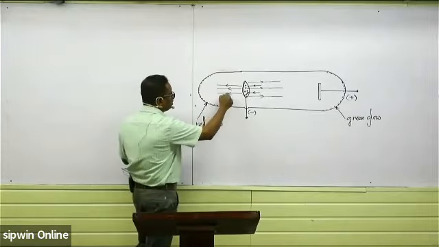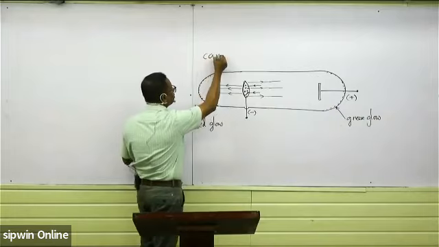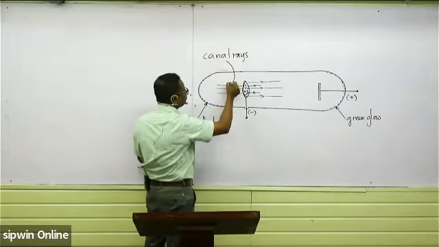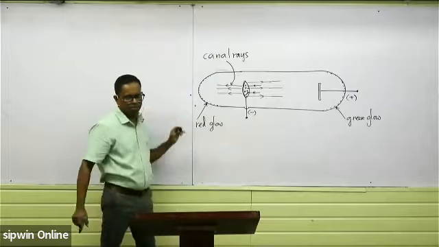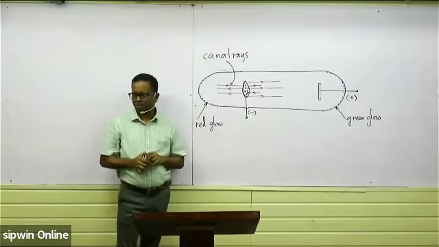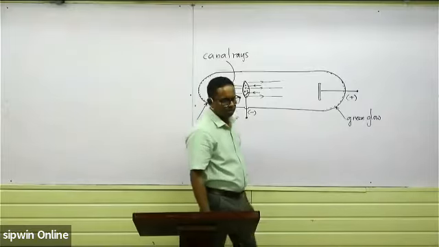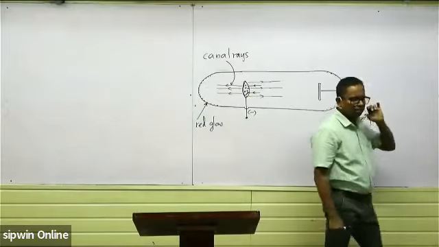We call these initially canal rays. Why say canal rays? Because they pass through the holes here. Okay. After discovering this, later experiments were done.